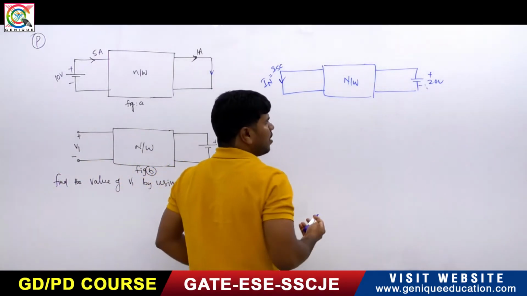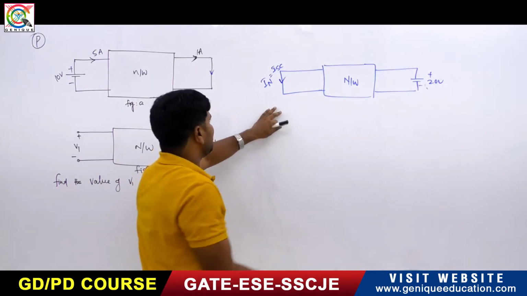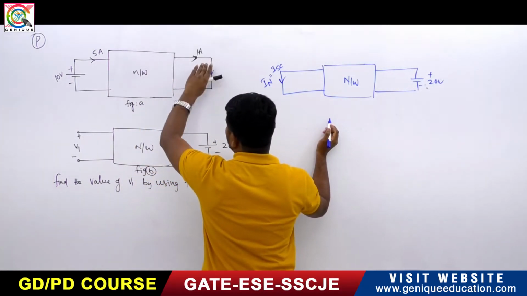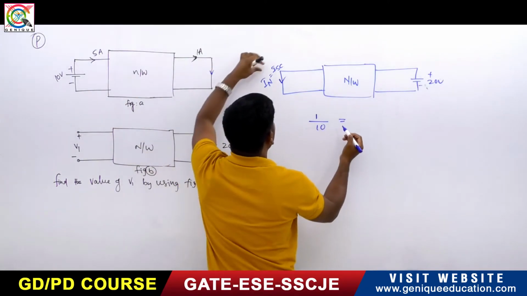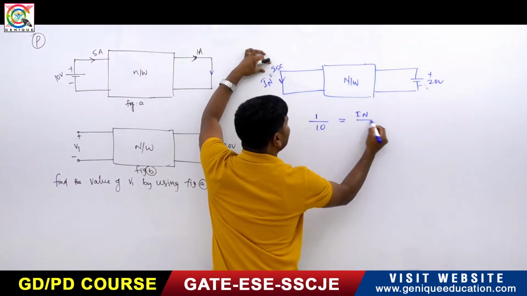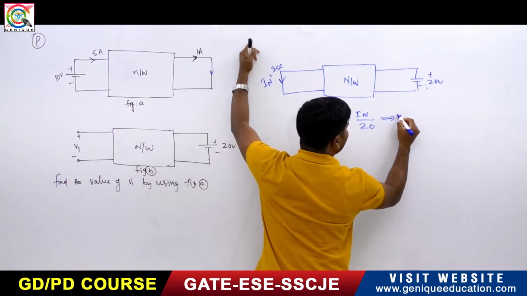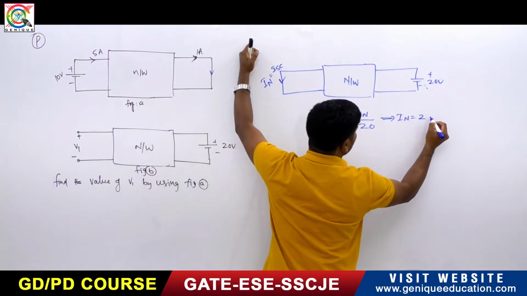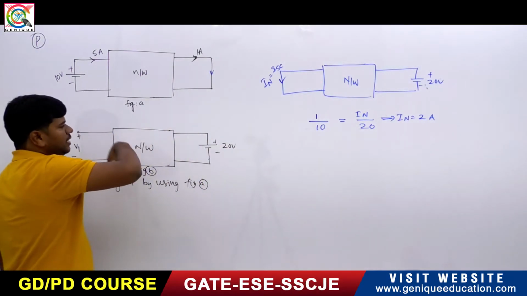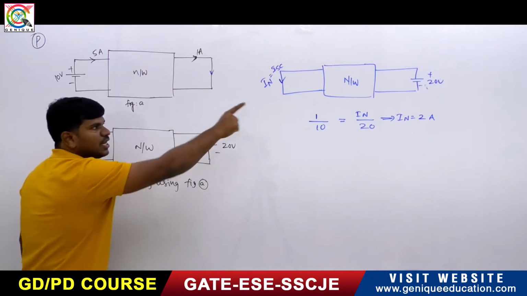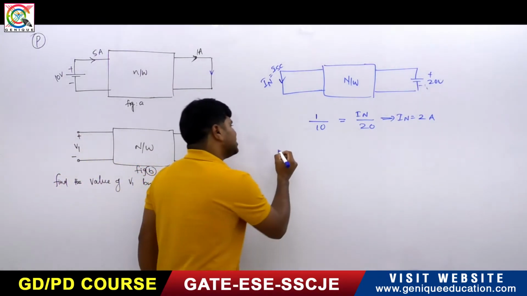Now from this, how can we write? Excitation divided by the response is equal to a constant. What is the excitation here or response here? Response 1 divided by excitation 10 is equal to, what is this? This is IN divided by the response 20. So from this, what is IN? IN is equal to 2 amperes. So this entire network can be replaced with IN in parallel with the resistance. So what is the resistance?